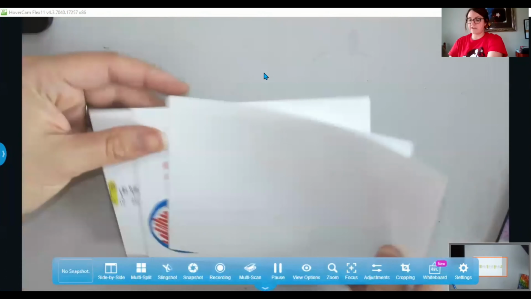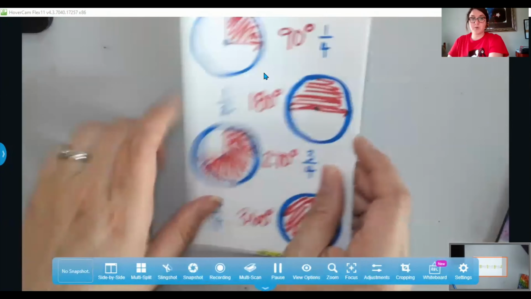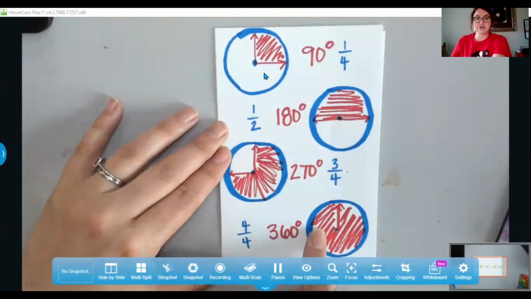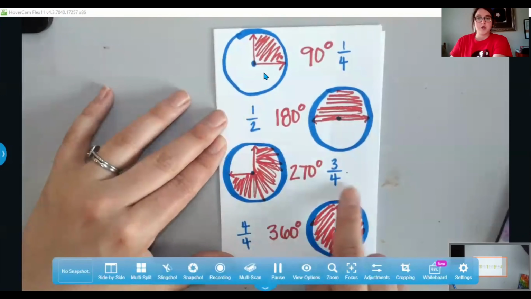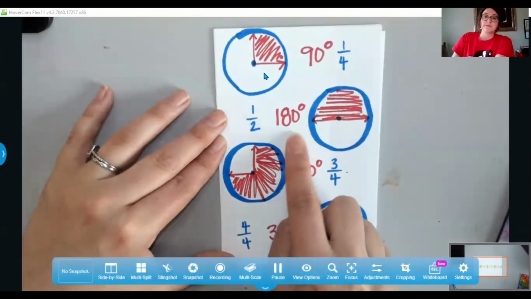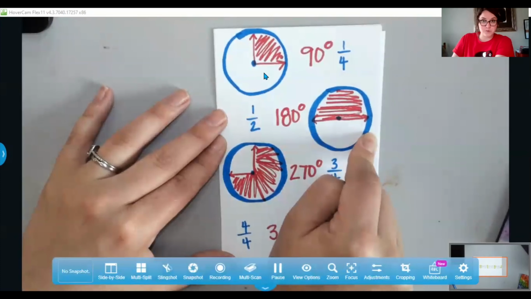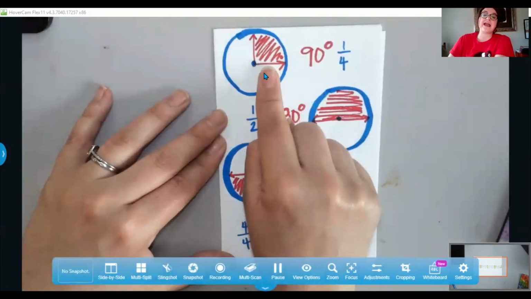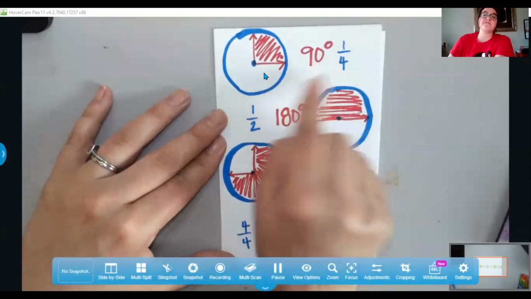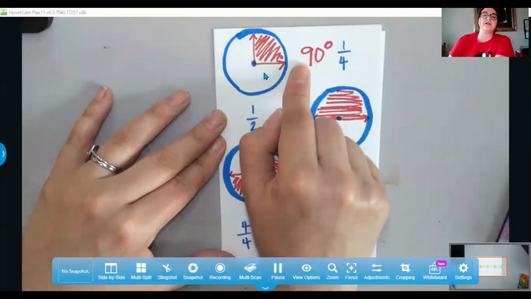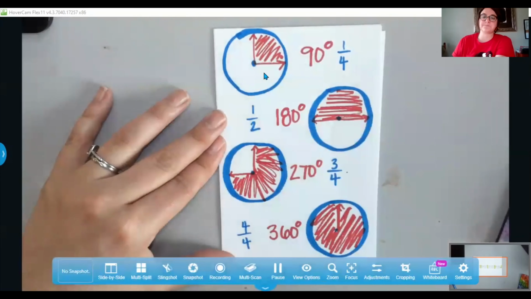So remember, we looked at a full circle. 360 degrees was our full circle. 3/4 of the circle was 270 degrees. A straight line, which is what we're mostly going to work with today, was 180 degrees. And then our right angle, or 1/4 of a full circle, was 90 degrees. And remember, that's our little L shape that we can make there.